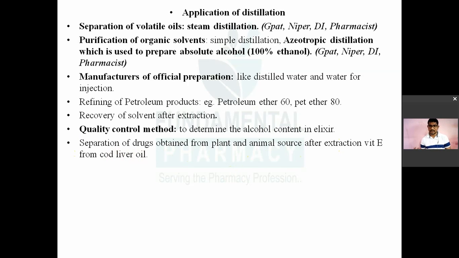For example, extraction of vitamin E from cod liver oil using various kinds of organic solvents. So extraction is used to separate the drug, the crude drug, from animal and plant origin. Again, distillation is used for a product obtained from a chemical process. Whatever the chemical reactions, synthetic reactions are there, using distillation we separate the product from the solvent.